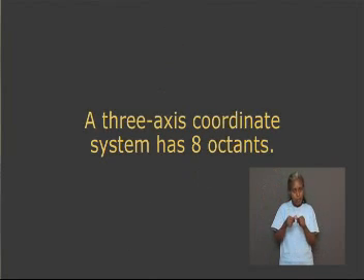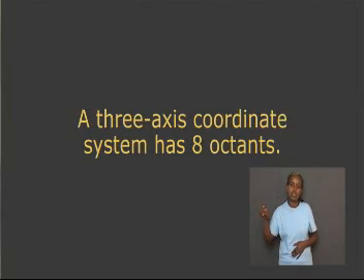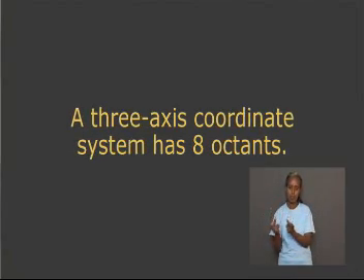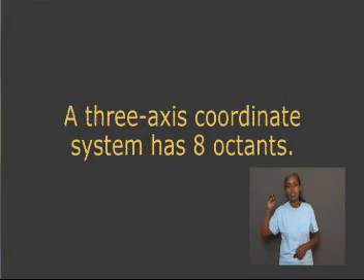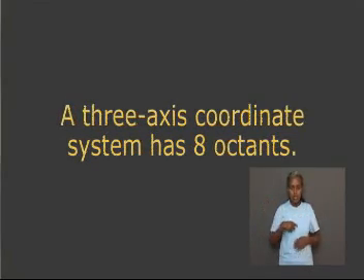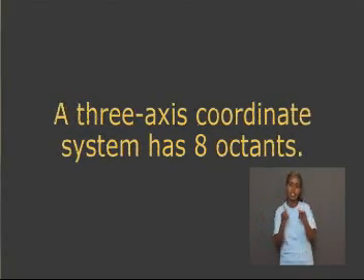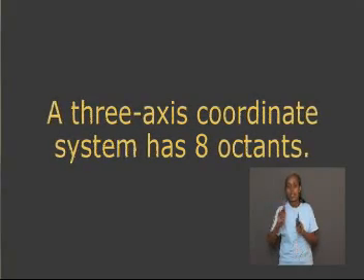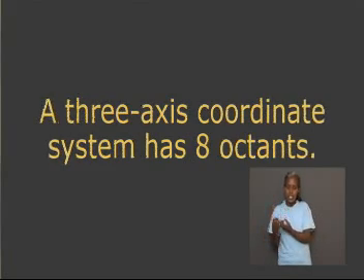A coordinate space with two axes is divided into 4 equal parts called quadrants. Since we now have added a new axis, we must divide our coordinate space into 8 parts instead. These sections are called octants.